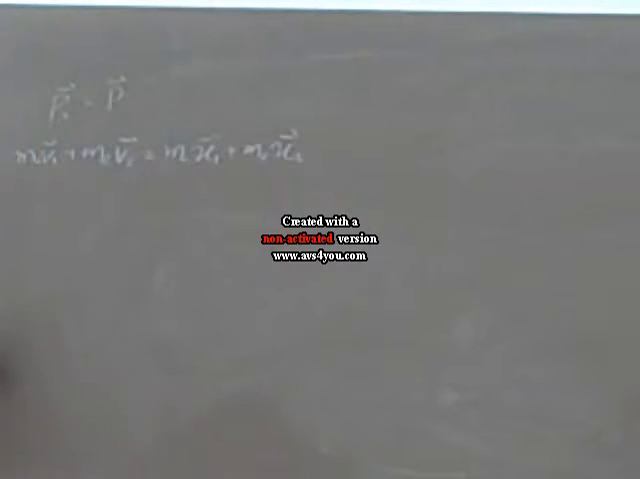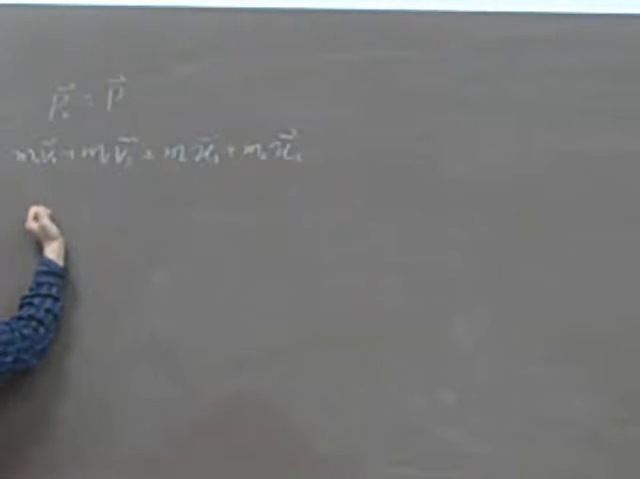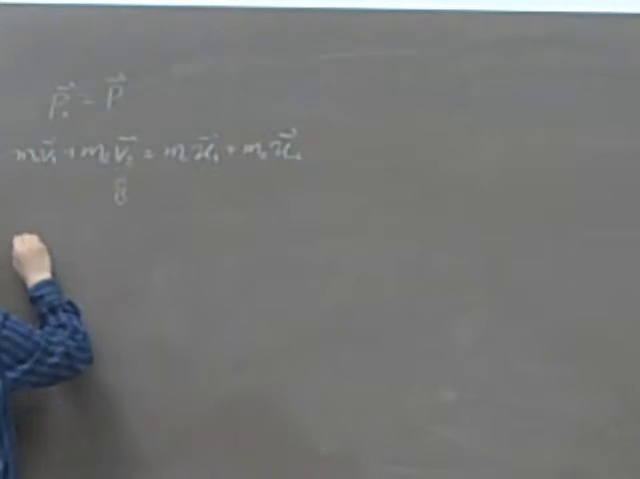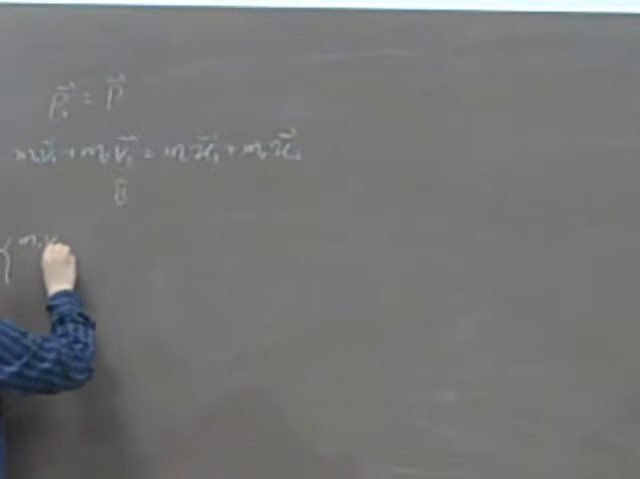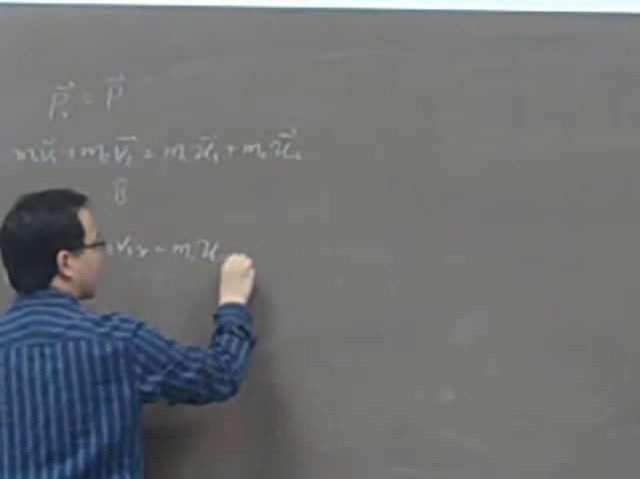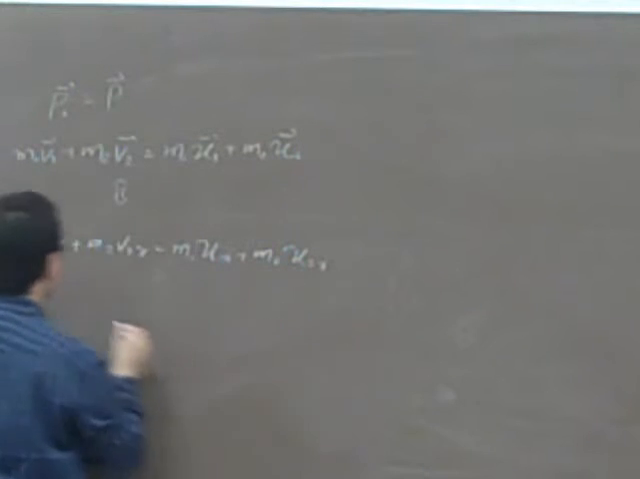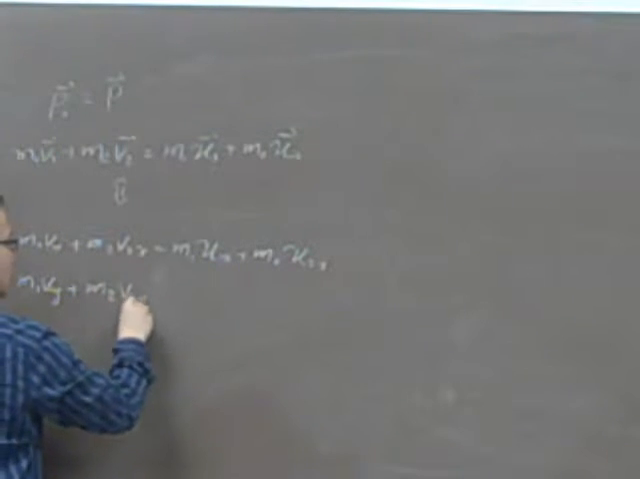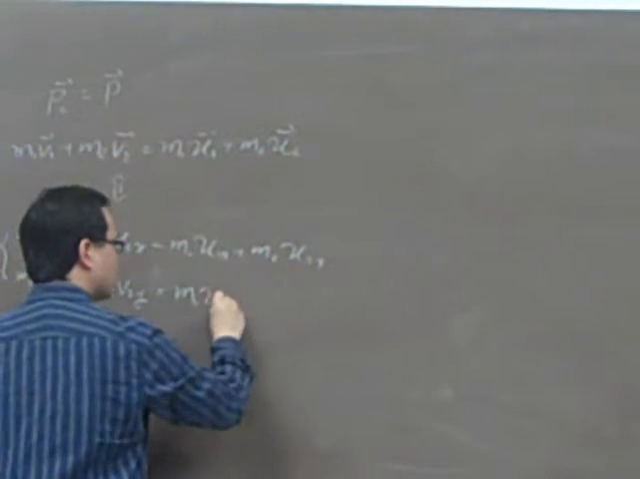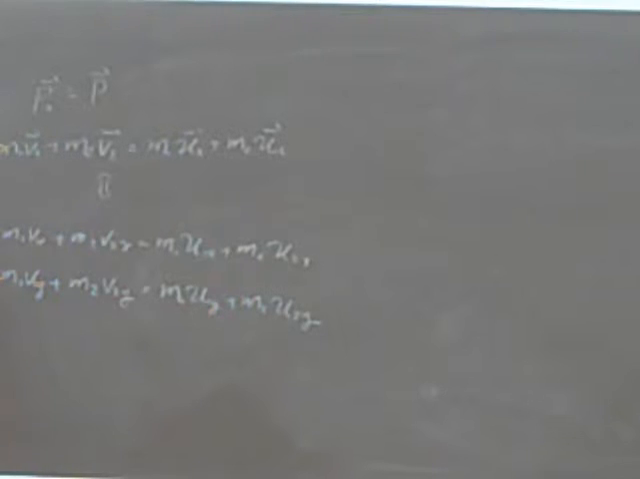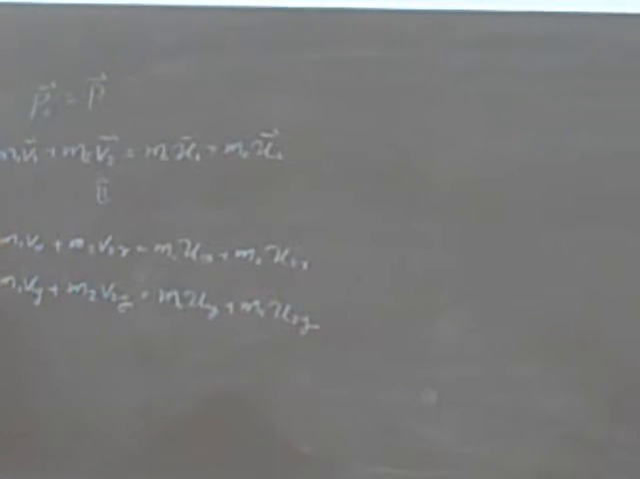For a one-dimensional collision, it's just this algebraic equation. But if you are talking about a two-dimensional collision, they are vectors. So this is actually equivalent to two equations: m1 v1x plus m2 v2x equals m1 u1x plus m2 u2x, and m1 v1y plus m2 v2y equals m1 u1y plus m2 u2y. That's the two equations you are going to deal with.